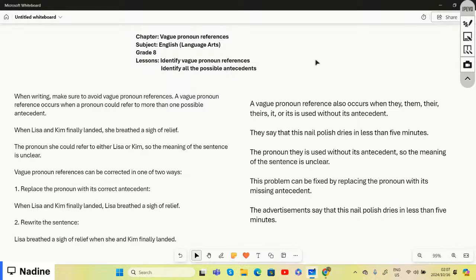All right. So when writing, we need to make sure to avoid vague pronoun references. A vague pronoun reference occurs when a pronoun could refer to more than one possible antecedent. And we're going to look at examples of vague pronoun references.